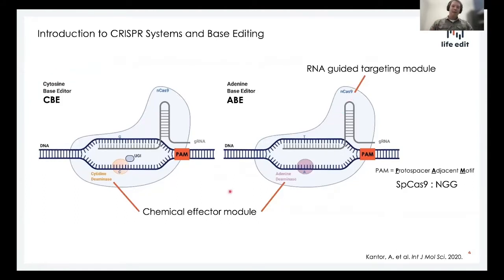Tethered to this nuclease is either a cytidine deaminase or an adenine deaminase. And this is really the chemical effector portion of the molecule that actually performs the specific base edit of interest. Other parts of the system are a small guide RNA, whose spacer sequence is complementary to a target region within the genome. Directly adjacent to that target region is an important DNA sequence called the protospacer adjacent motif, or PAM. And the PAM sequence is absolutely required for base editor function. For example, with SpCas9, its PAM sequence is NGG.